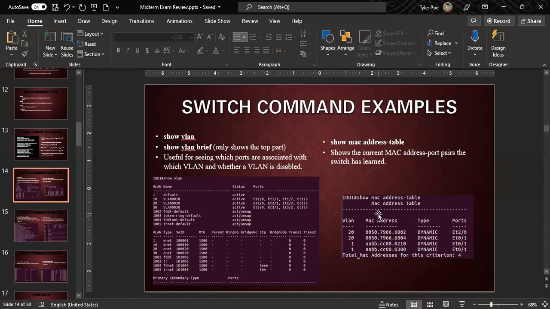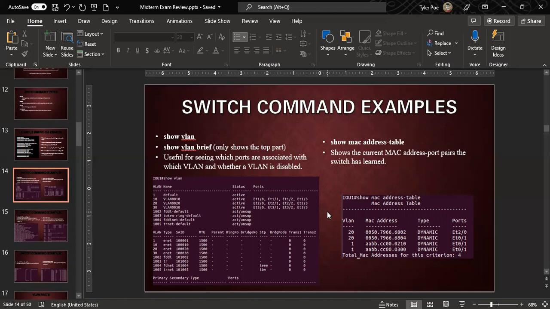So another command is show mac address-table. As the name implies, it lets you see the MAC address port pairs the switch has learned. Another command you can use is show mac address-table dynamic. For our classes, it's basically going to be the same thing as show mac address-table.